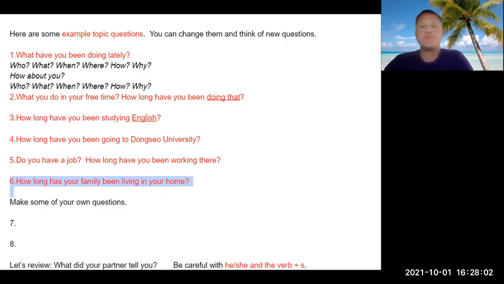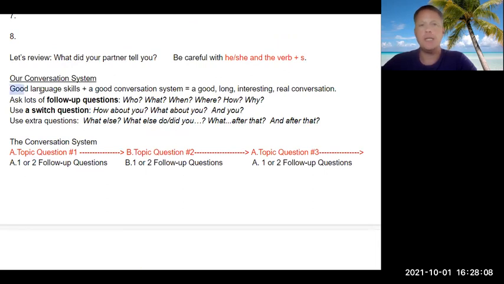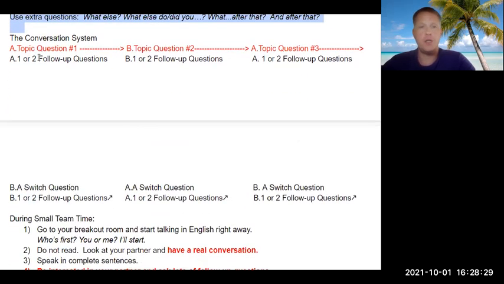Okay, and now you can practice our conversation system. Again, good language skills plus a good conversation system equals a good, long, interesting, real conversation. You need to ask follow-up questions. Who, what, when, where, how, and why. And use a switch question. How about you? What about you and you? And you can ask extra questions. What else? What else do you do? What else do you like? So it should look like this.